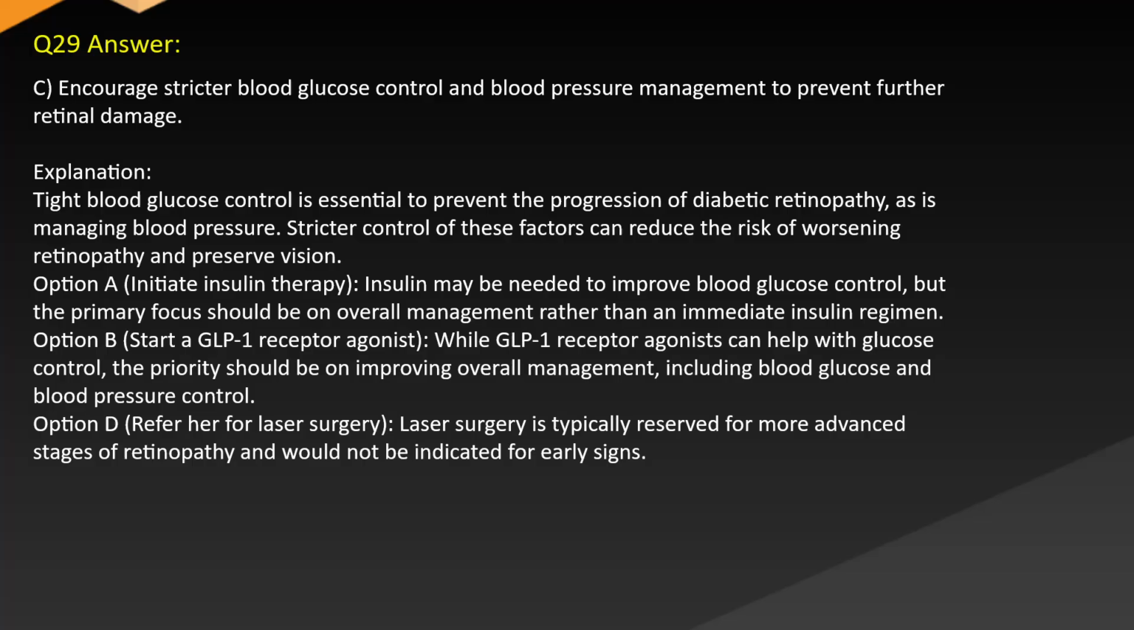Option B. Start a GLP-1 receptor agonist. While GLP-1 receptor agonists can help with glucose control, the priority should be on improving overall management, including blood glucose and blood pressure control. Option D. Refer her for laser surgery. Laser surgery is typically reserved for more advanced stages of retinopathy and would not be indicated for early signs.